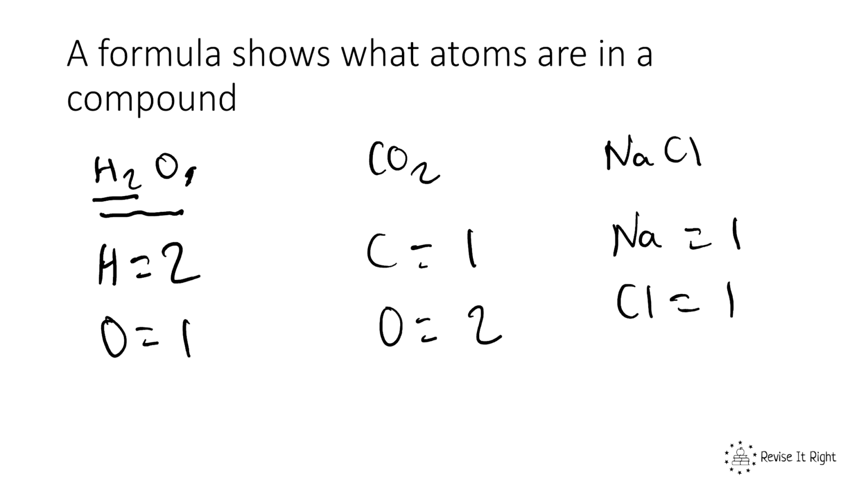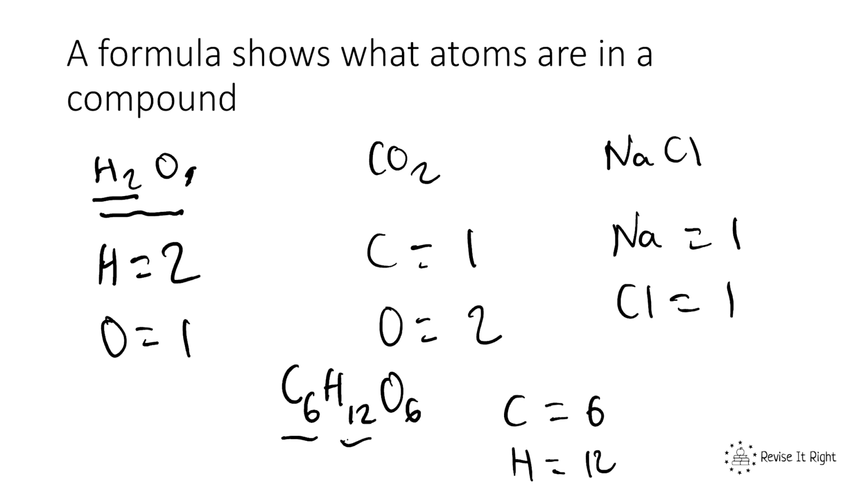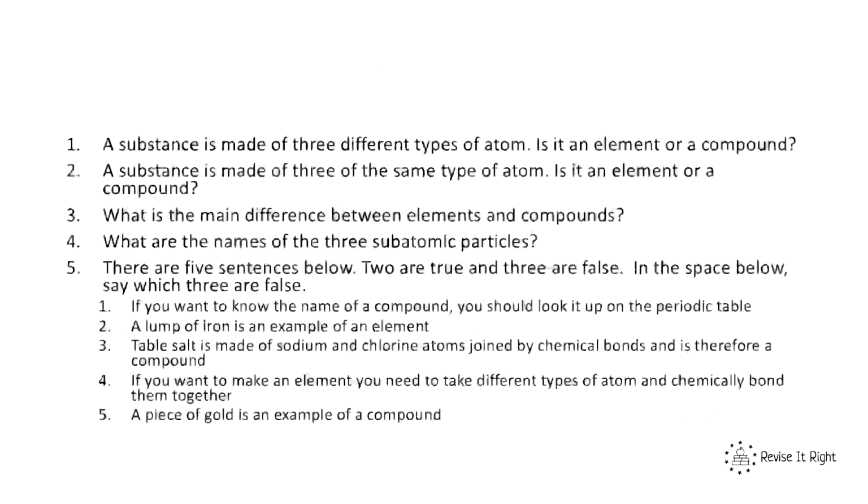Let's take a bigger example as we looked at, which was glucose. This tells you that there are 6 carbons in 1 glucose molecule, 12 hydrogens in 1 glucose molecule, and 6 oxygens in 1 glucose molecule. So we can use a formula to not only tell us what atom is in an element, or in a compound, but also how many of that atom are in that compound. So they're very, very important to understand and to know what they mean.